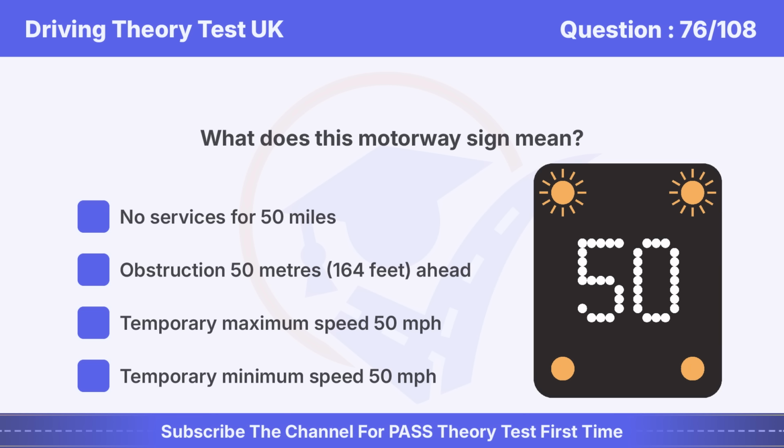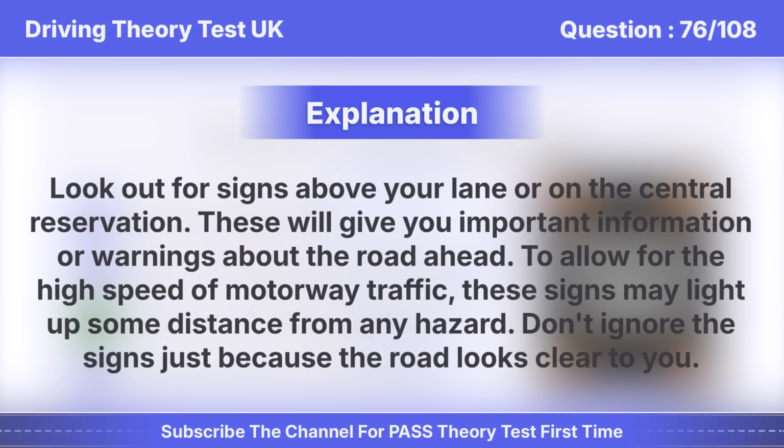Question 76. What does this motorway sign mean? Answer is C. Temporary maximum speed 50 miles per hour. Look out for signs above your lane or on the central reservation. These will give you important information or warnings about the road ahead. To allow for the high speed of motorway traffic, these signs may light up some distance from any hazard. Don't ignore the signs just because the road looks clear to you.